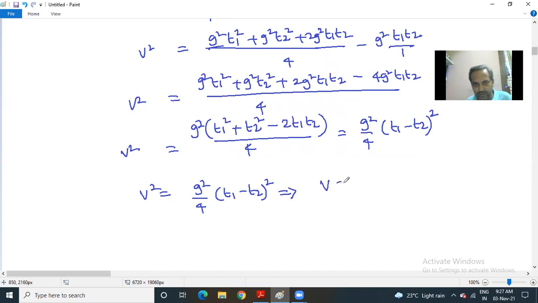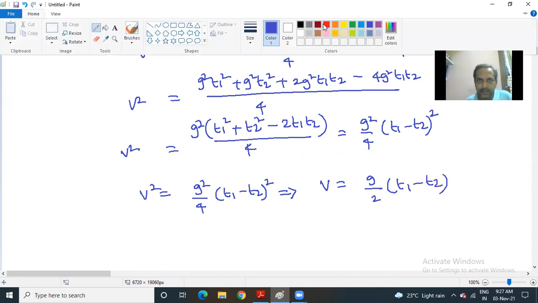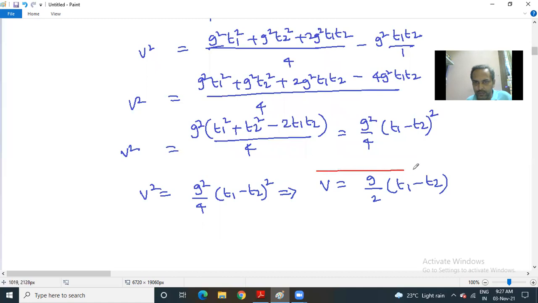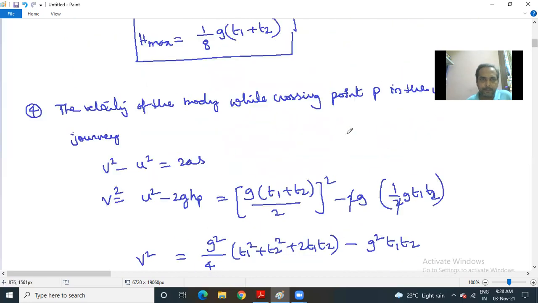We are looking for v. This is going to be g by 2, because under the root, the square of g will cancel with the root, and root of 4 is 2. T1 minus t2 whole square means you will get t1 minus t2 only. So this is the desired equation for the velocity of the body projected vertically upwards when it crosses point P.